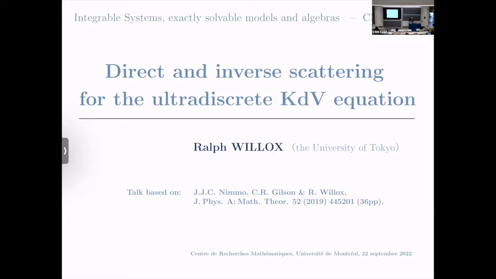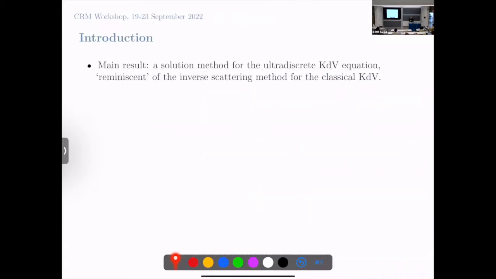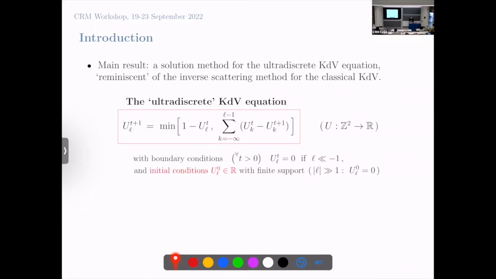So the talk is roughly based on this paper, which is, well, recent, not so recent. It's pre-COVID, so in that sense it's probably recent. So what do I mean by the ultradiscrete KdV equation? So this is just the title in a long version.